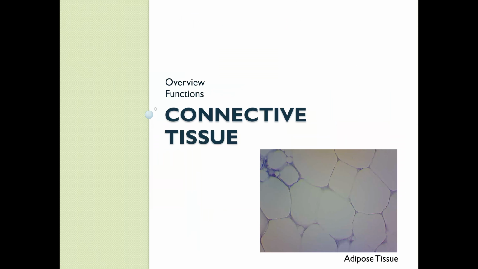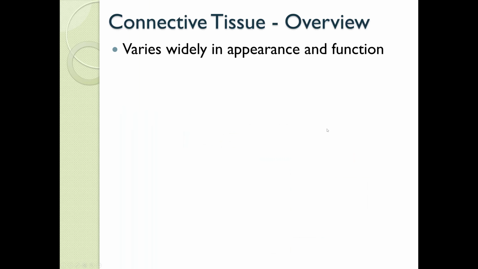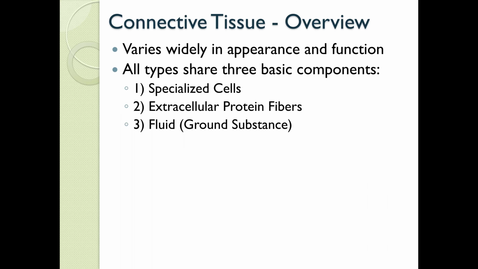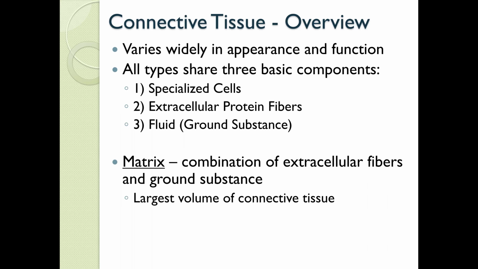In this section, we're going to introduce connective tissues and look at their functions. And this is an image of adipose tissue. So connective tissues actually vary widely in appearance and function. But all types share three basic components. They all have specialized cells. They all have extracellular protein fibers, and they all have some type of fluid, which is called a ground substance.